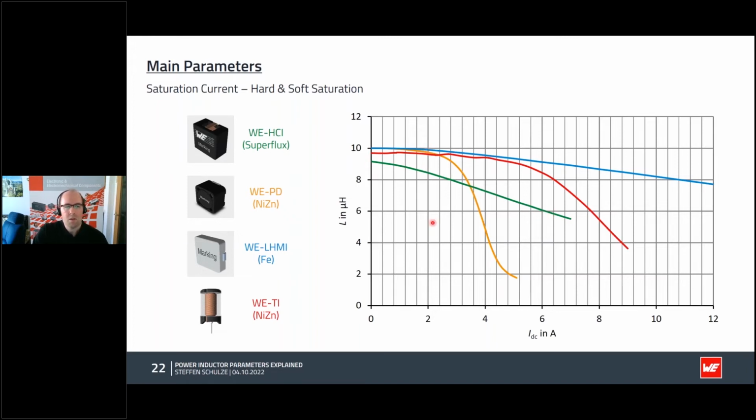The hard saturation, in contrast, for the PD and for the TI, for example, has a certain current range where the inductance value stays constant, but then drops more rapidly into saturation. This is typical for the so-called sintered ferrite materials like nickel zinc and manganese zinc. And the higher the content of iron oxide in the core material, the softer the saturation is.